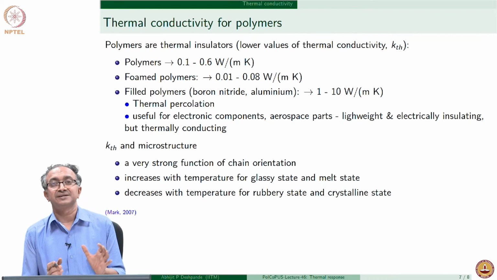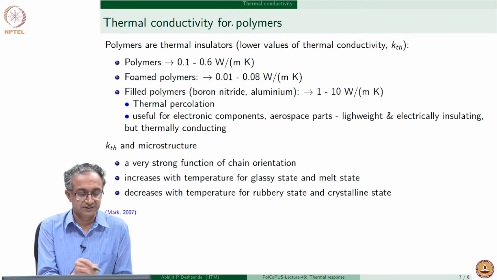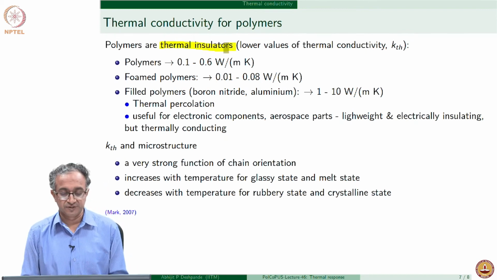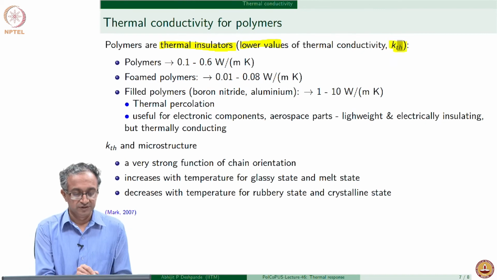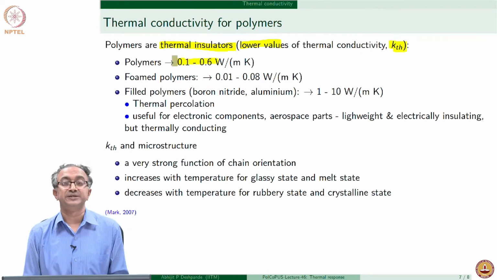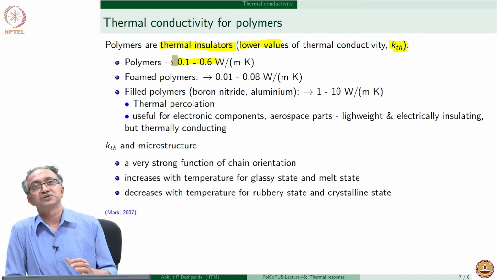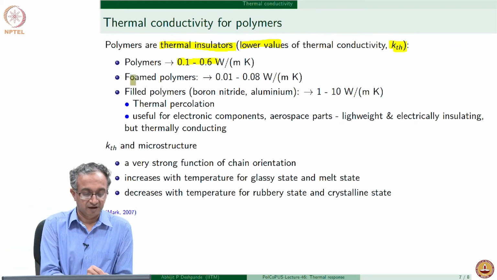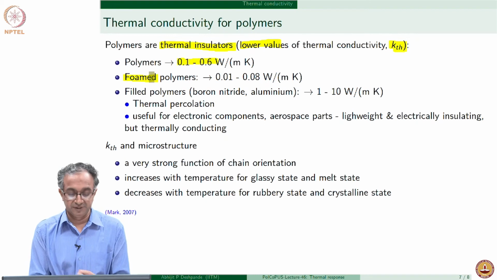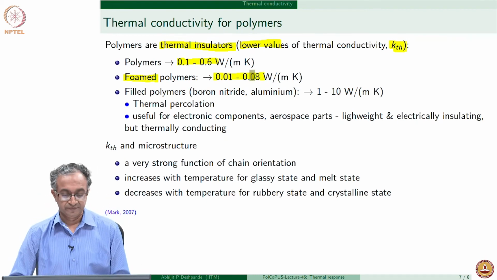So, we will finish this lecture by looking at the thermal conductivity of polymeric materials. Of course, we know that polymers are generally thermal insulators. Their value of thermal conductivity is quite low. So, for example, it is about 0.1 to 0.6 in many of the polymeric material systems. And since we use polymers also for even better insulating purposes, we have the foamed polymeric materials whose conductivity is even an order of magnitude lower.